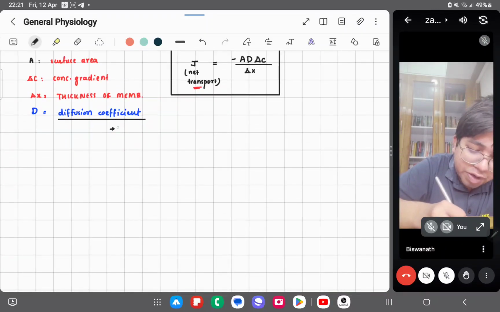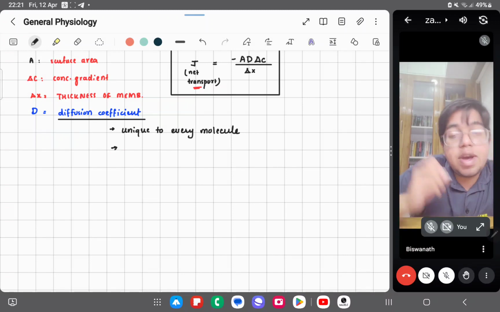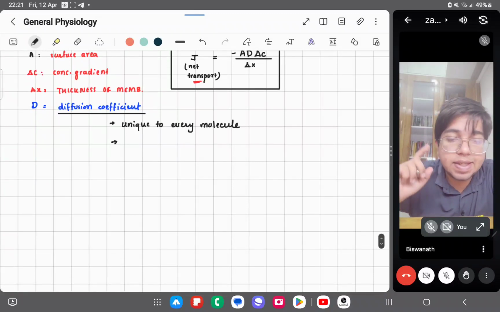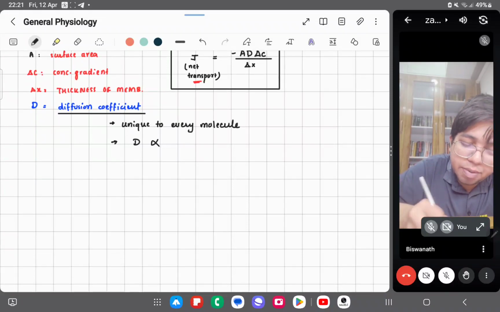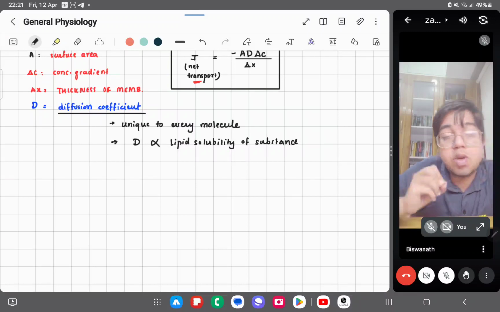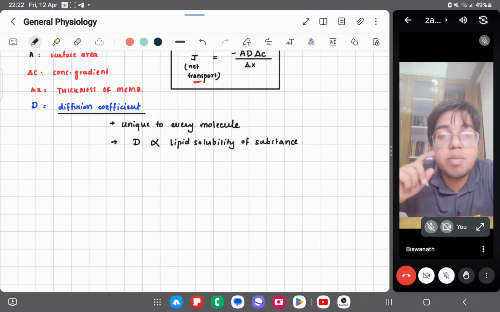So the diffusion coefficient is unique to every molecule. That's the first thing. Second point is that D is directly proportional to the lipid solubility of the substance. It is inversely proportional to the molecular weight.